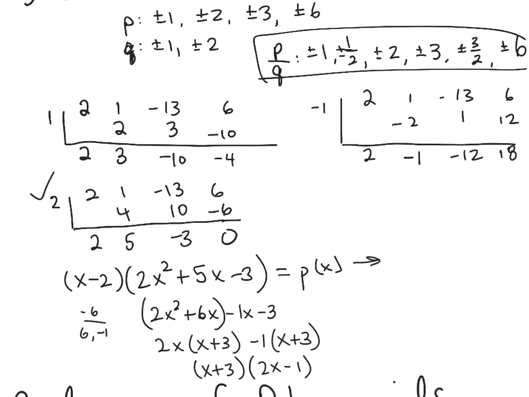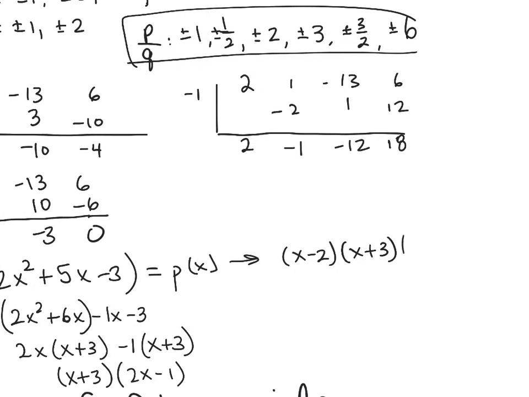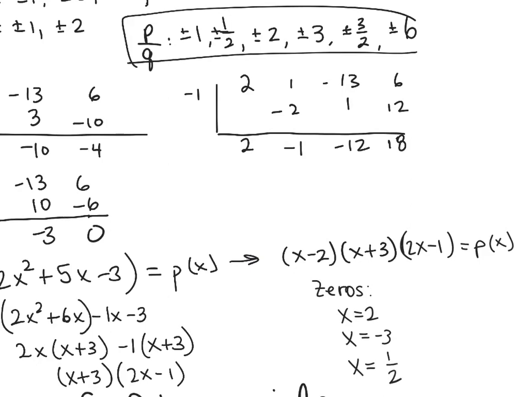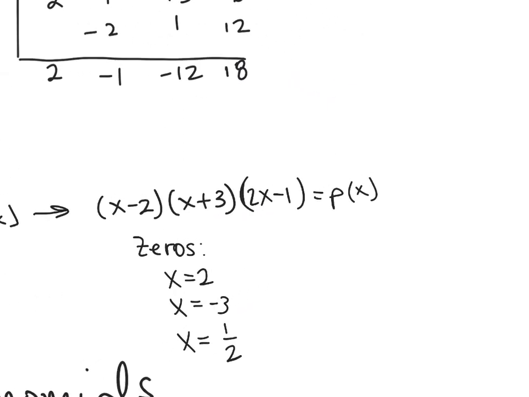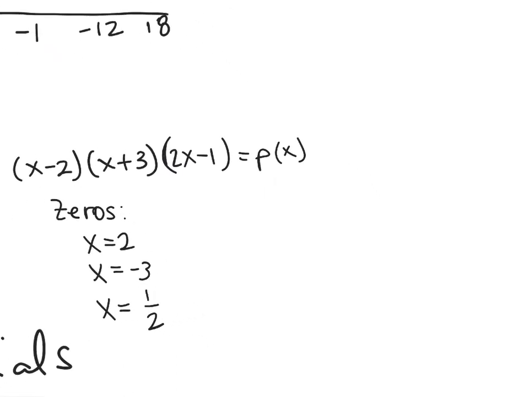So now I have three factors. I have the x minus 2, which I found from synthetic division, and then I have the x plus 3 and the 2x minus 1 we found from factoring, and this is equal to p of x. So then the zeros are x equals 2, x equals -3, and x equals, this one here, you'd have to add 1 and divide by 2, so you'd get x equals 1/2. None of the factors repeat, so none of these have multiplicity, which means when we graph these x-intercepts, they're going to cross through.